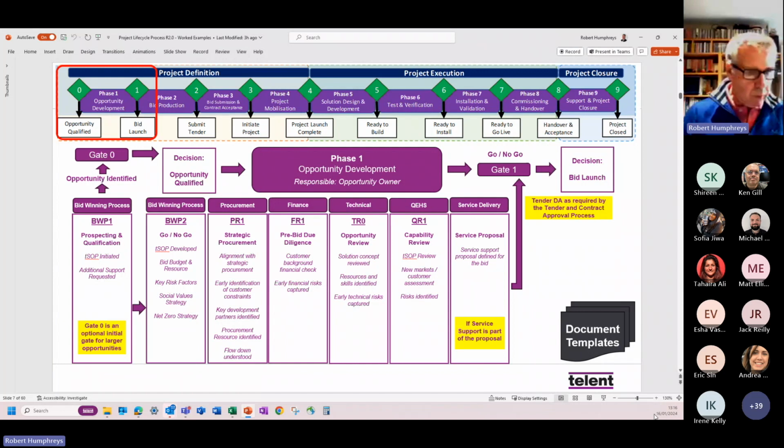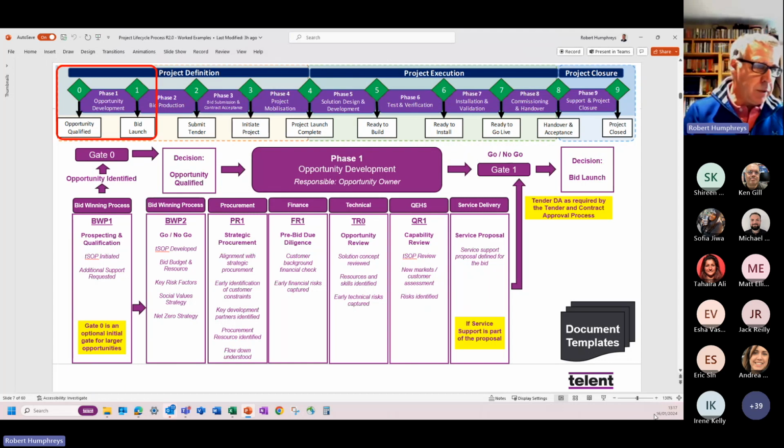So what I want to do now is step through. The slides that I've got here are a combination of what's been put together as the project manager's handbook. What we've done is broken down each of the phases and the gates to try and provide a little bit more clarity about what is required as you go through each of those phases and what needs to be presented at each of the gates.